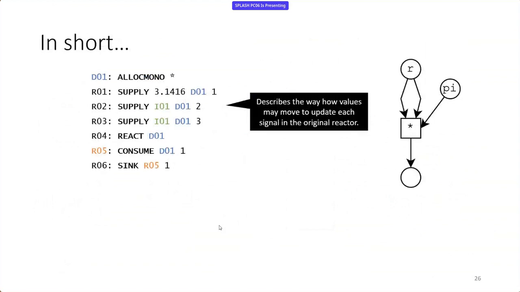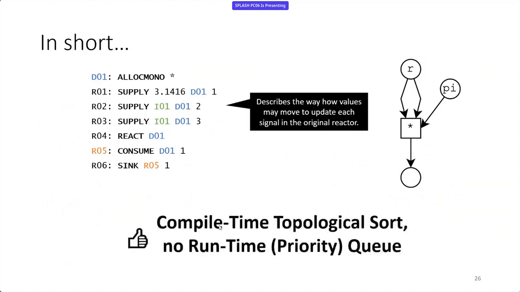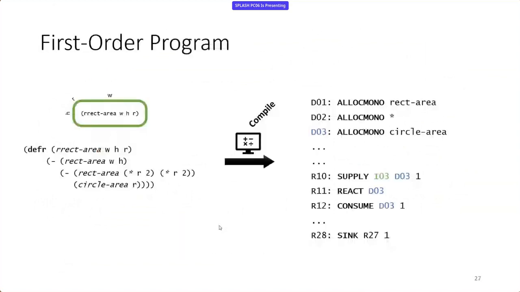So in short, this piece of code describes a possible ordering in the way data flows from these different nodes and reactors and deployments as in the original graph-based formalization. And we do this essentially by doing a compile time topological sort of each reactor individually, and that way we don't need that expensive priority queue as before.